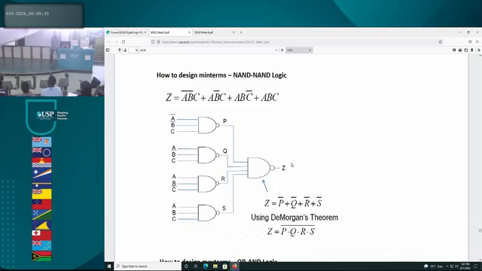How do you go from the problem given here to this? Anyone got an idea? De Morgan's theorem. It's called De Morgan's theorem. You guys know this. I think it's theorem number 13. That's going to be your lucky number. So note that down. I want you to attempt this problem and apply De Morgan's theorem to get the NAND realization.